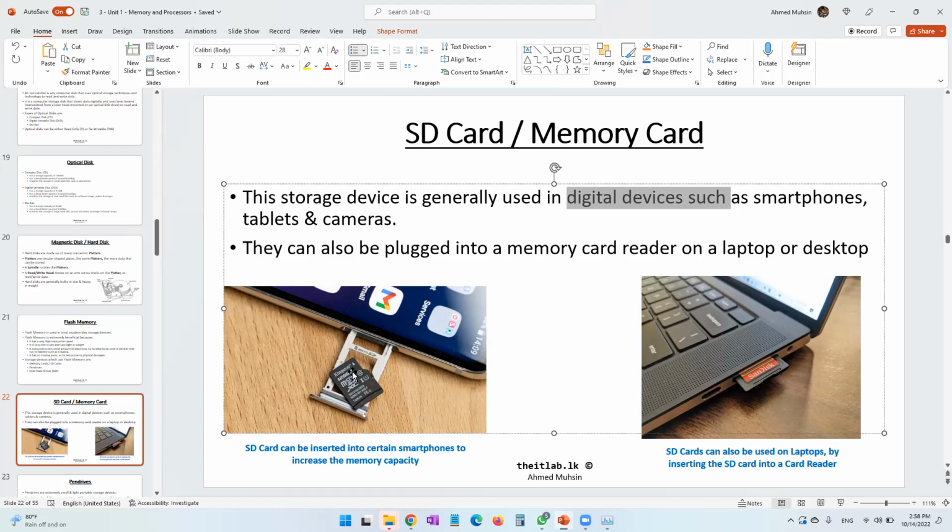Now, these memory cards can also be plugged into something called a memory card reader on a laptop or desktop. So if you want to read the data on this memory card, you can simply connect it to a memory card reader. Most laptops come with an inbuilt memory card reader. Desktops may not have it, so you may have to purchase a gadget, a USB memory card reader, then put the memory card into that reader and connect that to your computer. So that's what we call an SD card or memory card.